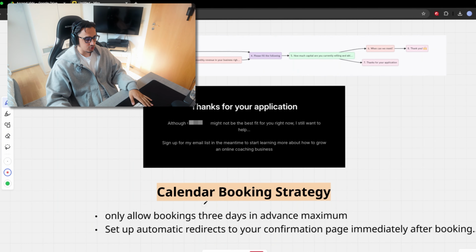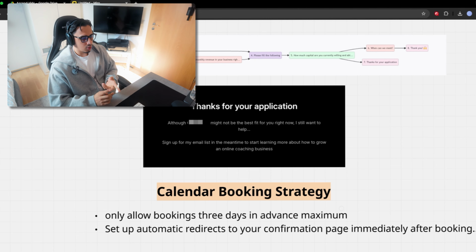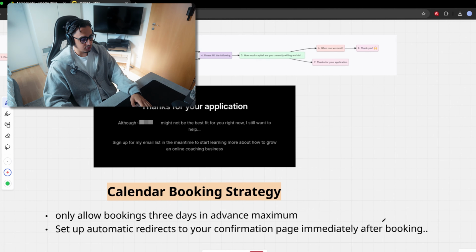For your calendar booking strategy, only allow bookings 3 days in advance maximum. This is important because if you have it set up for the whole week and people book on Monday for the end of the week, then they're going to forget about it. They're going to forget why they booked the call, what the motivation behind it was, and the motivation they had on Monday will maybe be gone on Friday or Saturday. So you need to only allow bookings 2 or 3 days in advance. And then also set up automatic redirects to your confirmation page immediately after booking.